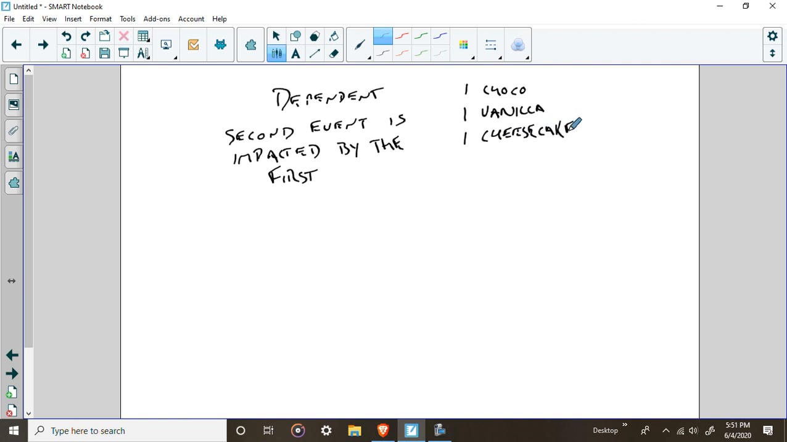Okay. Now there's 3 people at the table, right? The first person gets to choose, says, I'm going to choose the chocolate cake, right? So the first person had 3 choices. But now that that chocolate cake has been taken, the second person only has 2 choices, right? So these are dependent events. What the second person gets to choose is dependent on what the first person chooses, right?